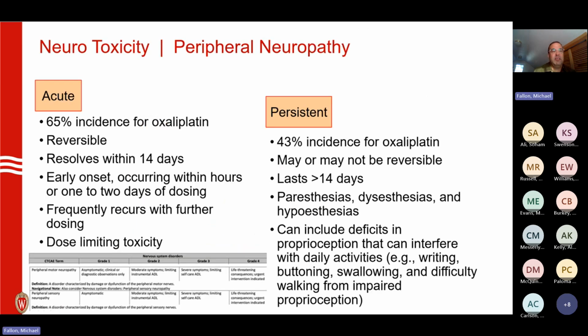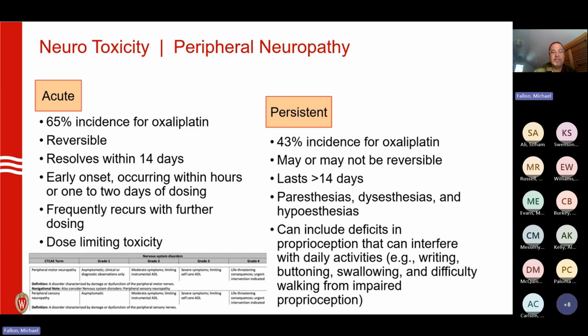The second adverse event is peripheral neuropathy, and this is most commonly associated with the platinum agents. Acute, about 2/3 of patients on oxaliplatin will have it. It is reversible, usually within 14 days, so usually by the next time you have chemo, the patients are out of the weeds for this. It can happen within hours, usually about a day or so after the drug is given.